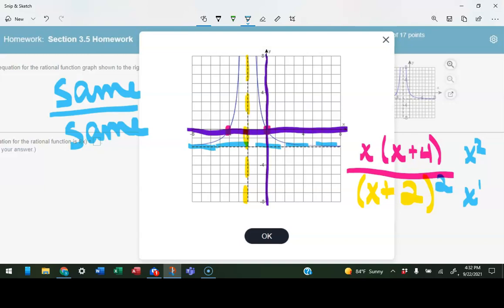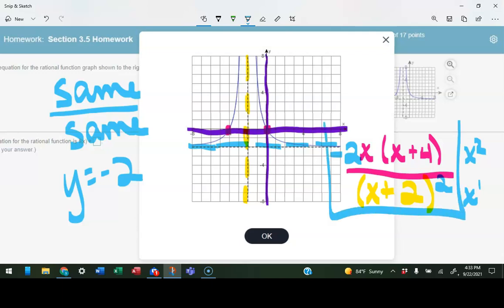Okay? So the last thing I've got to do is force my lead coefficient to be negative 2, because it would be y equals negative 2. Okay? So my lead coefficient must be negative 2. So that is a possible equation for what we have sitting in front of us. So the purple stuff represents the x-intercepts. The yellow stuff represents the vertical asymptote. And the blue stuff represents the horizontal asymptote.